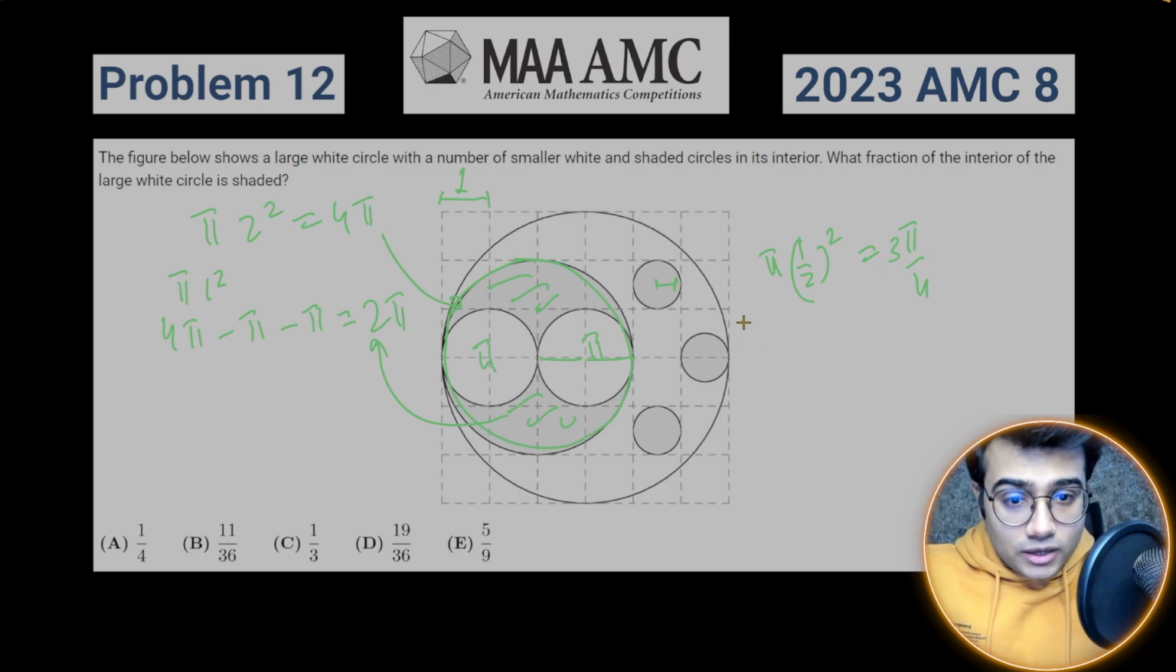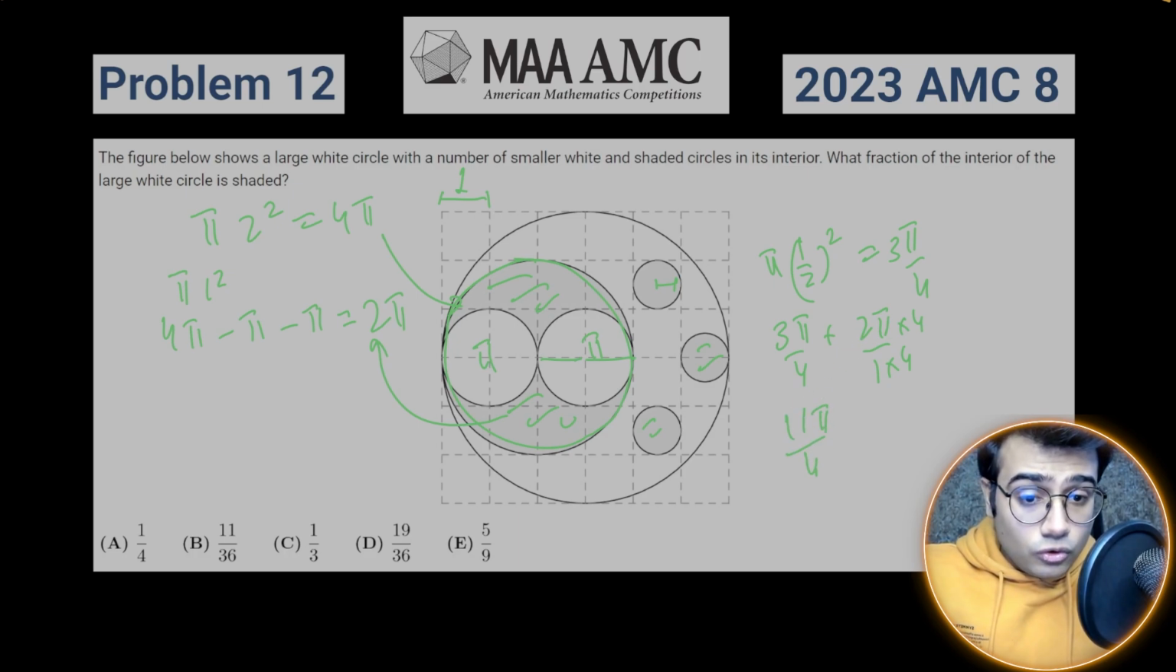Now the total shaded area is going to be 3 pi by 4 plus 2 pi. Well, let's make them have the same denominator, and that's going to make it 3 plus 8, so that's going to be 11 pi over 4. Now that's not the answer. Thank God they didn't give 11 over 4 here, because that was going to throw us off. But we still have to find the area of the largest white circle, which has a radius of 3.